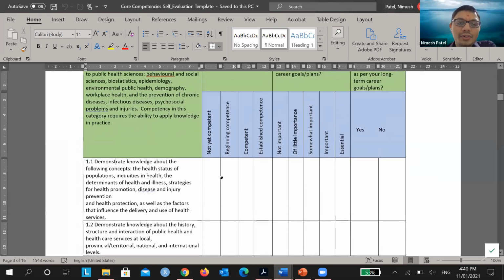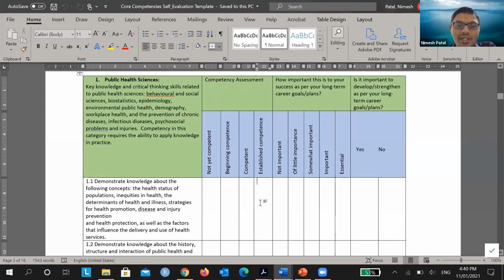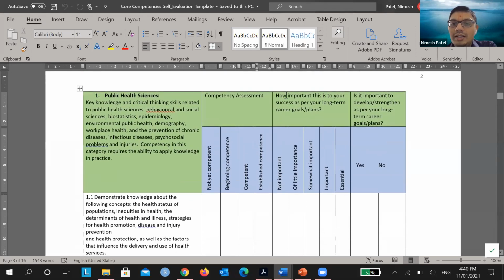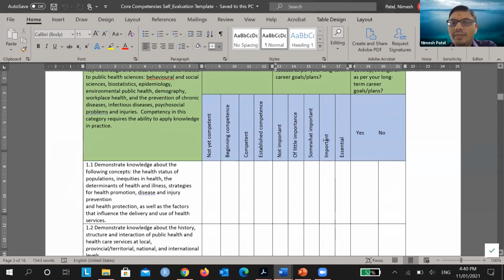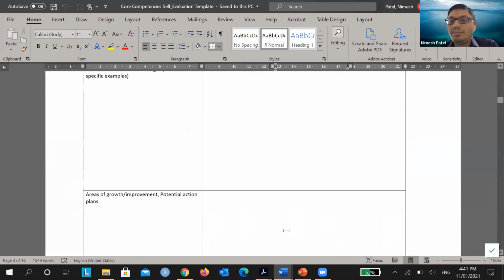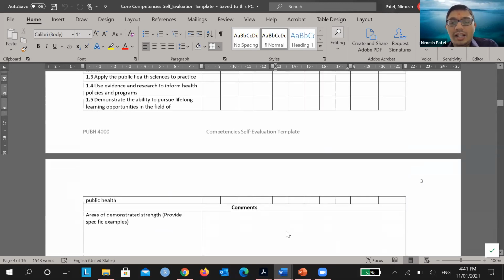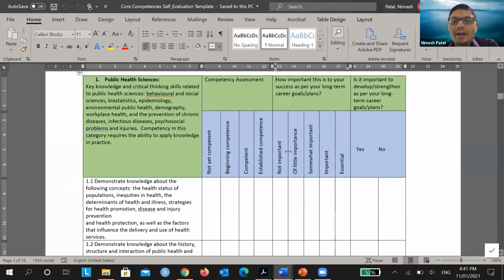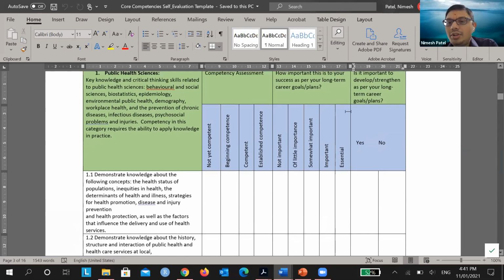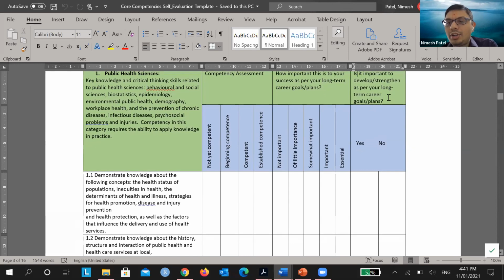First of all, you will rate your competencies. You can use different symbols to fill this, either a check mark or whatever you want, where you rate each sub-competency. Then the second question is how important this is to your long-term career goals or plans. Because for some sub-competencies you may feel it's not that important for where I want to be in the future. That's absolutely okay. But if you end up saying not important, not important, not important for all the competencies and sub-competencies, then I think you're in the wrong field, right? So first of all, you need to think about what your long-term career plan and goal is, and what is important to develop. The last question is yes or no: is it important to develop or strengthen these sub-competencies as per your long-term career goals or plans?